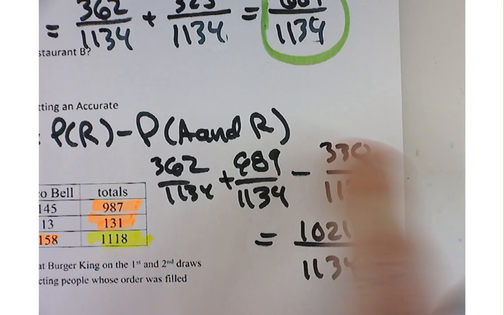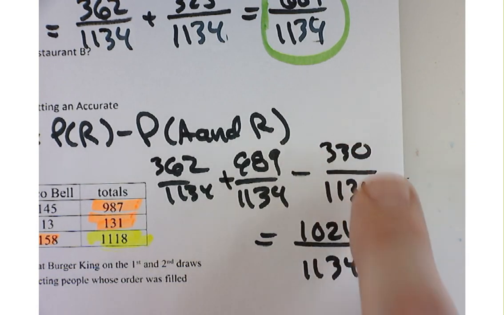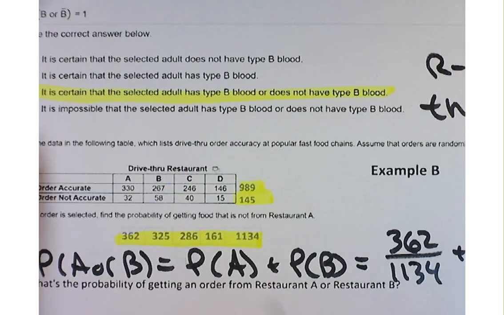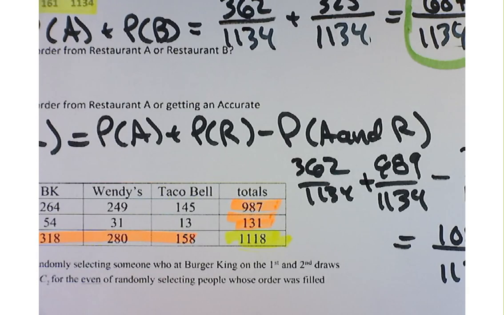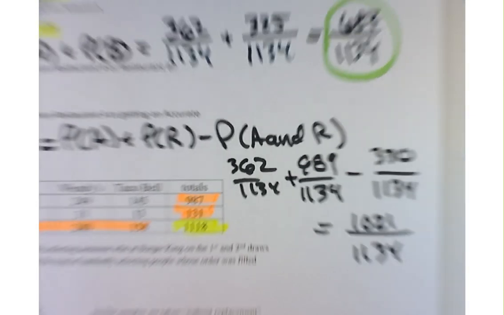What we're doing by subtracting off that piece is subtracting off the double counting. Because when you count all the accurate orders and you count all the people who ate at restaurant A, you're double counting that total there of 330. So 1,021. Okay.